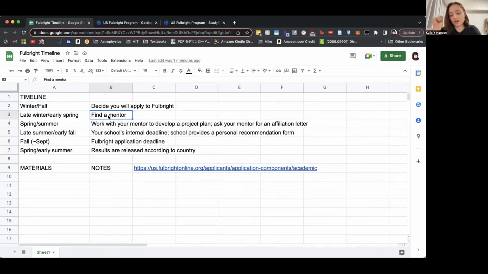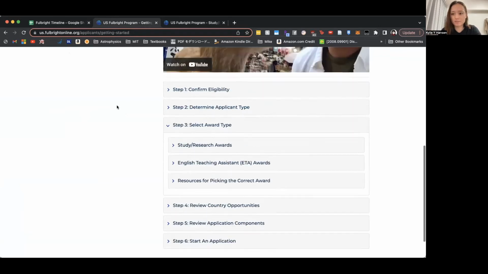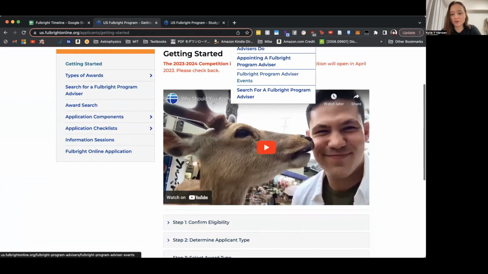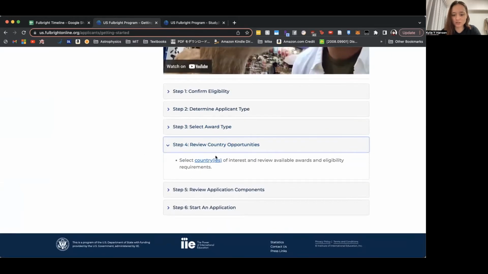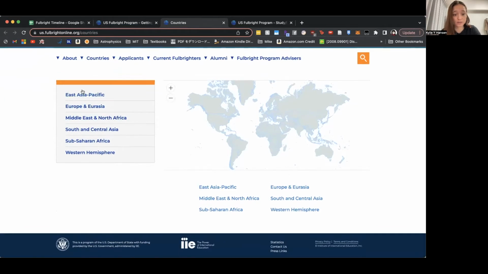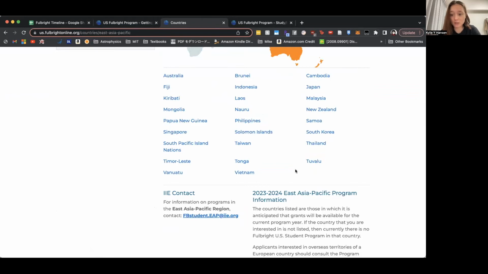I also know that for some disciplines, Fulbright will actually match you with a mentor. At least that's how it was in Japan. So it'll differ by country. And so the Fulbright website will have information by country somewhere. I don't think it's here. But there will be a page somewhere that will, oh, here we go. Review country opportunities. So you can go to this list of countries and it'll show you what kinds of differences there are in the different programs for the country. So for example, if we go to Japan, so East Asia Pacific, and then Japan here.